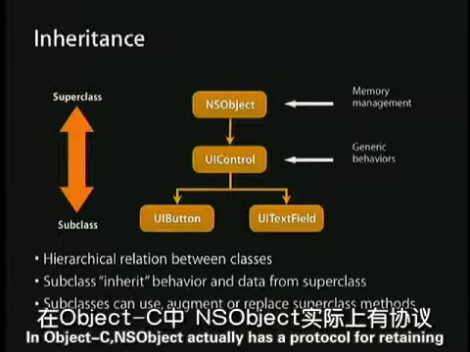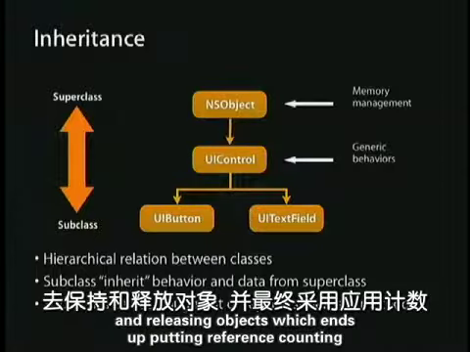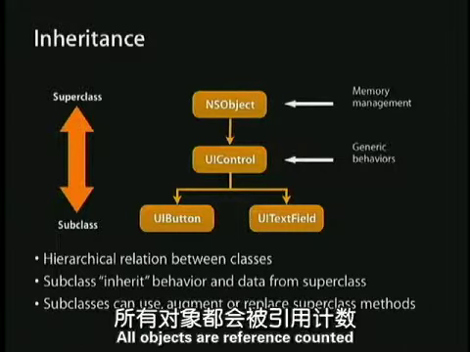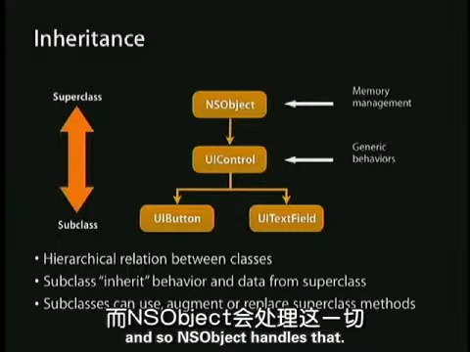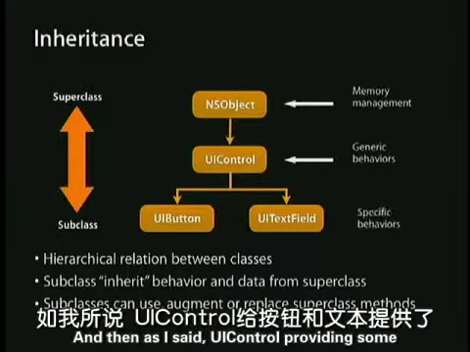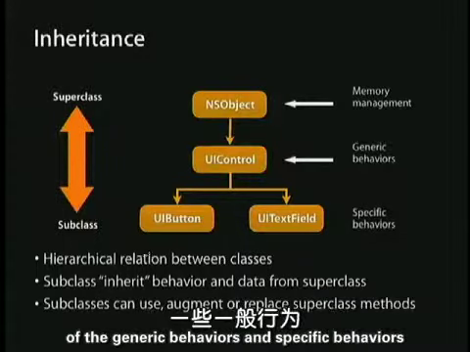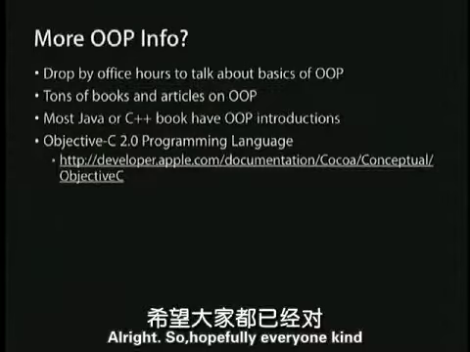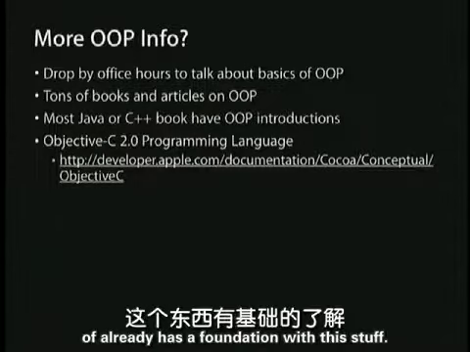In Objective-C, NSObject actually has a protocol for retaining and releasing objects, which ends up putting reference counting on them. And that's by default for every object. All objects are reference counted. And so NSObject handles that. And then, as I said, UIControl provides some of the generic behaviors, and specific behaviors on the button and text field. All right, so hopefully everyone already has a foundation with this stuff.